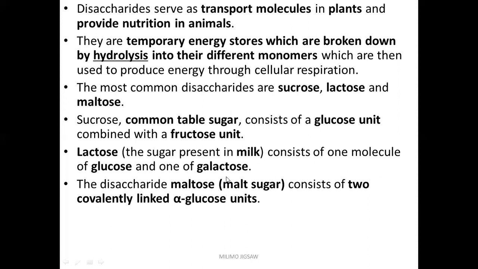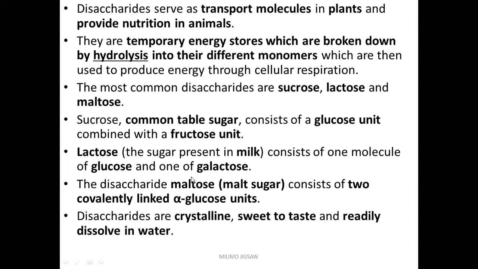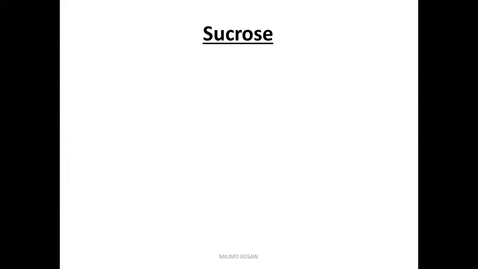And then the disaccharide maltose or malt sugar will consist of two covalently linked alpha glucose units. So alpha glucose monomer 1 plus alpha glucose monomer 2 will give us maltose. The sugars are crystalline, they are sweet to taste, and they readily dissolve in water.